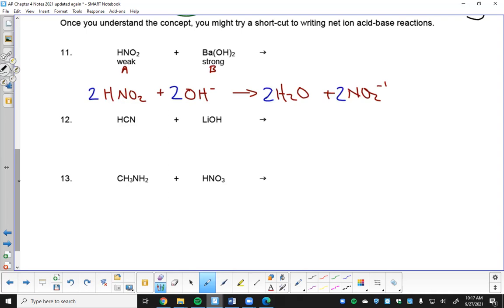Hydrogen cyanide or hydrocyanic acid is not on the list of strong acids, so it must be a weak acid. Alkali metal hydroxide is a strong base. In this chapter, I'm not going to give you a weak acid and a weak base when we deal with equilibrium, so bringing it up now just makes things too messy.